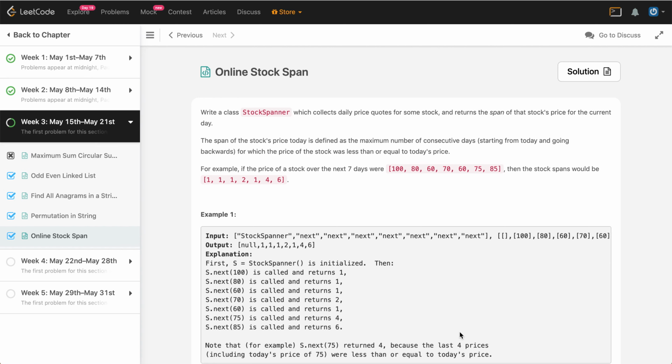Hello guys, today I'm going to talk about how we can solve this problem, online stock span. This is a problem from LeetCode's May challenge. Here we need to find the stock span for each stock on certain days.